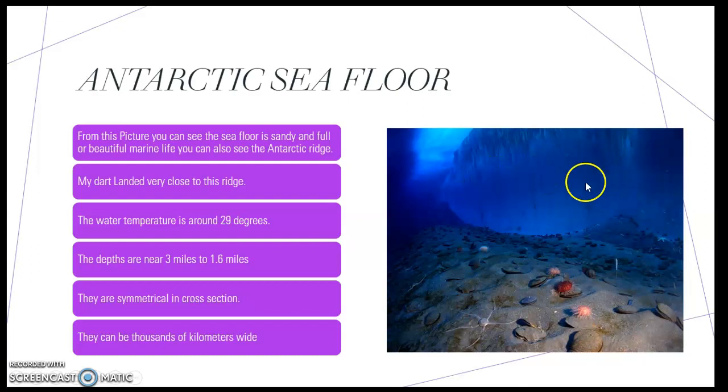Here's the Antarctic ridge. It's a very pretty picture. The water temperature is around 29 degrees. The depths are near 3 miles to 1.6 miles. They're symmetrical in their crossing, and they can be thousands of kilometers wide.